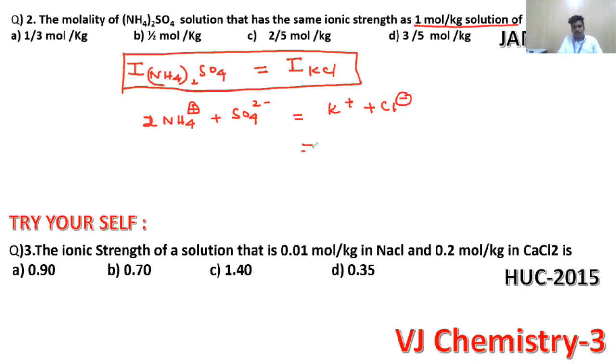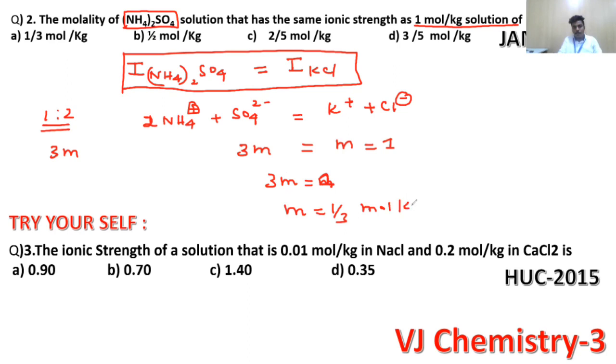Okay, this concentration is given for a 1:1 salt. What is the concentration? M, right? M only. What is the M value? 1. Now see, (NH4)2SO4, 2 NH4+ and SO4 2-. This is 1:2. For 1:2, what is the ionic strength? We already discussed, 3m. This is 3m, right? They are asking what? 3m is equal to 1. They are asking the concentration of (NH4)2SO4. That is, m is equal to what? 1/3 mole per kilogram. You got the answer.